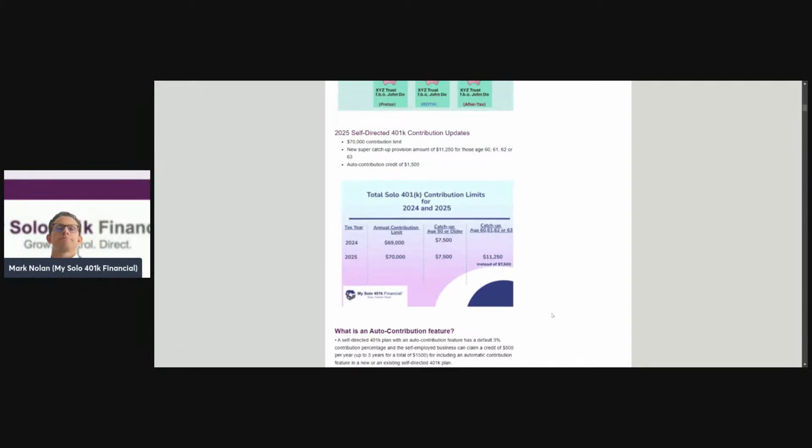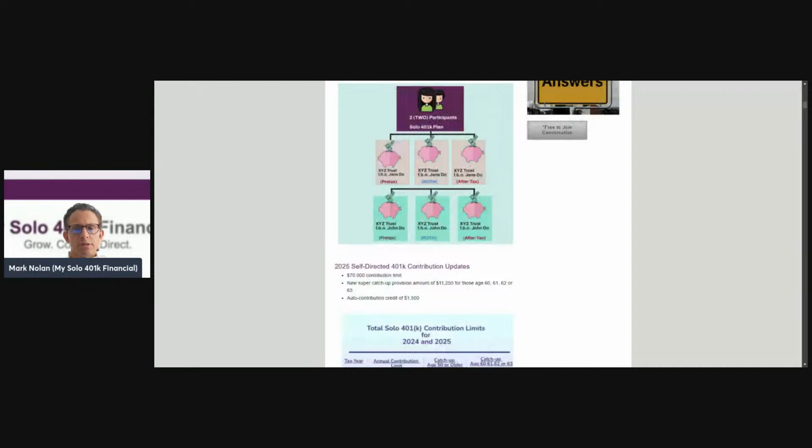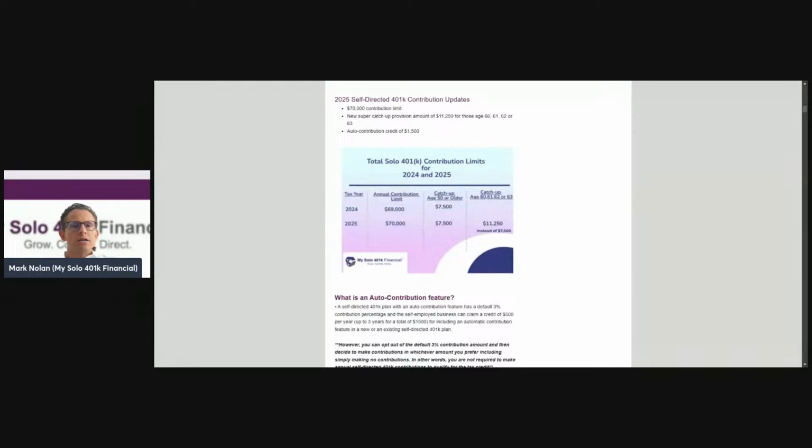So the contribution limits to a solo 401k plan are very generous when you compare it to a traditional IRA, for example, which only allows for $7,000 annual contributions. So with the self-directed solo 401k plan, you can make employee contributions for 2024, this year, and 2025 by your business tax return due date plus timely filed extension. So for 2024, the overall contribution limit is $69,000. For 2025, it increased to $70,000. So that's the overall contribution limit.